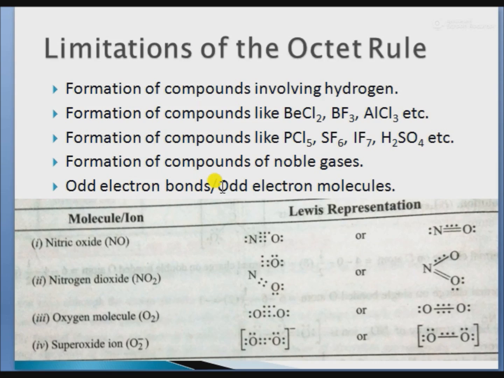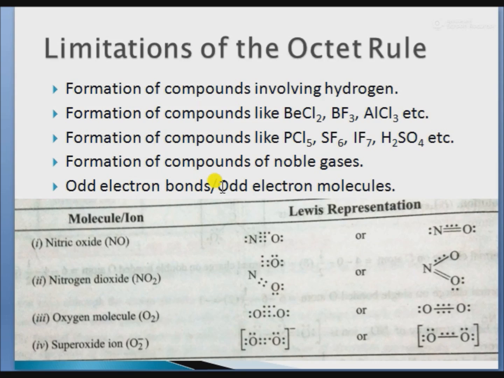Next is formation of compounds of noble gases. Although noble gases are inert in nature, they do not react with other compounds, but some of the compounds of xenon are known. Although they have complete octet, they also form compounds.